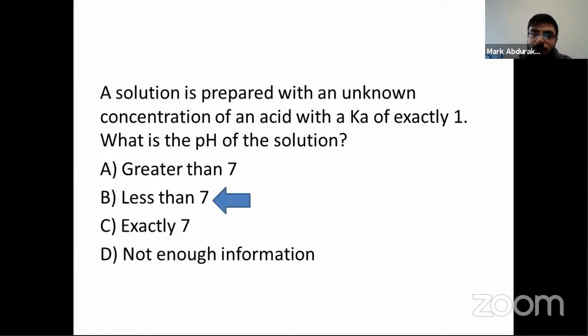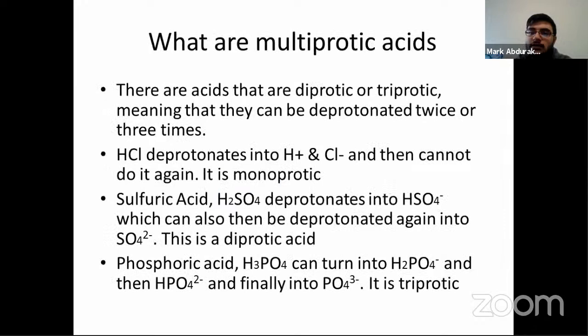Now we want to talk about multiprotic acids. So they're acids that are diprotic or triprotic. This means that they can be deprotonated twice or possibly even 3 times. So for example, HCl deprotonates into H plus and Cl minus, and then that's it. You can't deprotonate anymore. It's already in its most basic form.